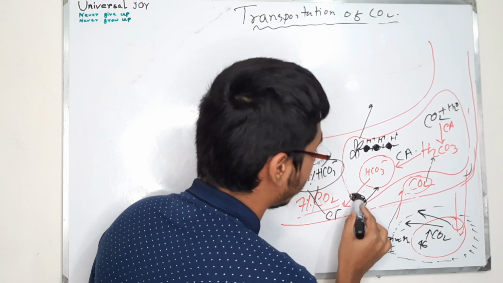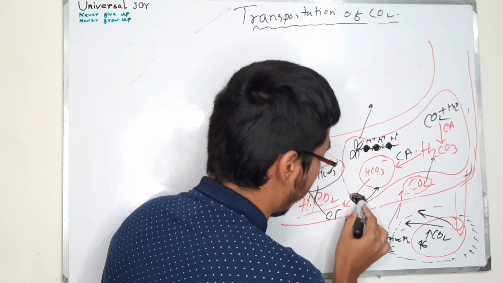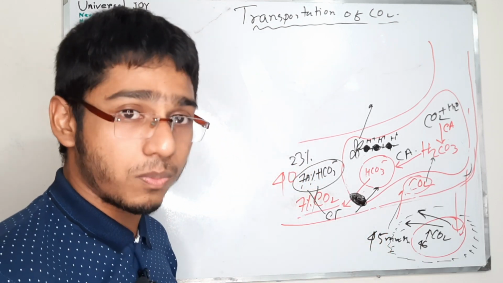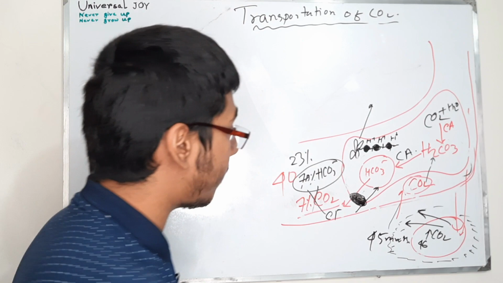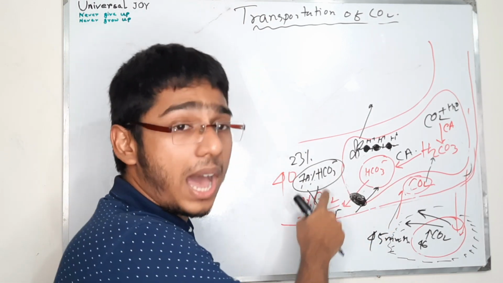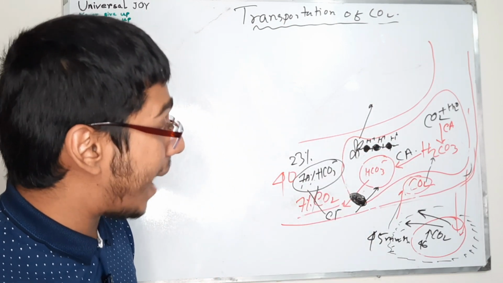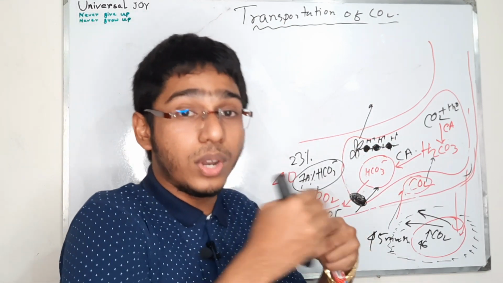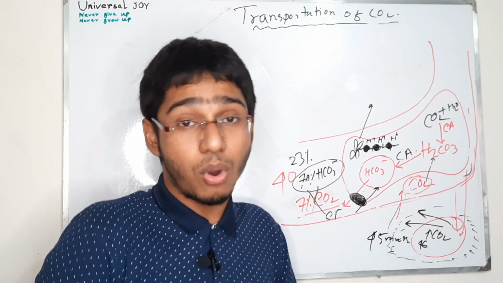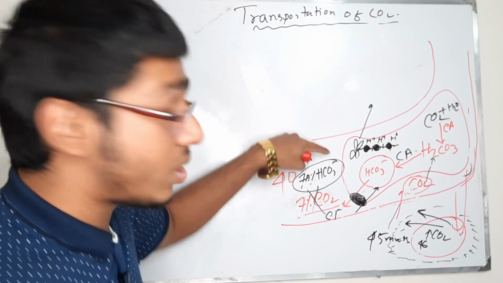I'm not going into the details of the band 3 transporter. Let us just assume this blackish mark represents the band 3 transporter, which is held responsible for transporting the bicarbonate ion from the inner part of the RBC to the plasma, and the chloride ion from the plasma to the RBC. Now this is how bicarbonate plays an important role in the transportation of the whole carbon dioxide. Now I have to mention, what about this remaining 23%?